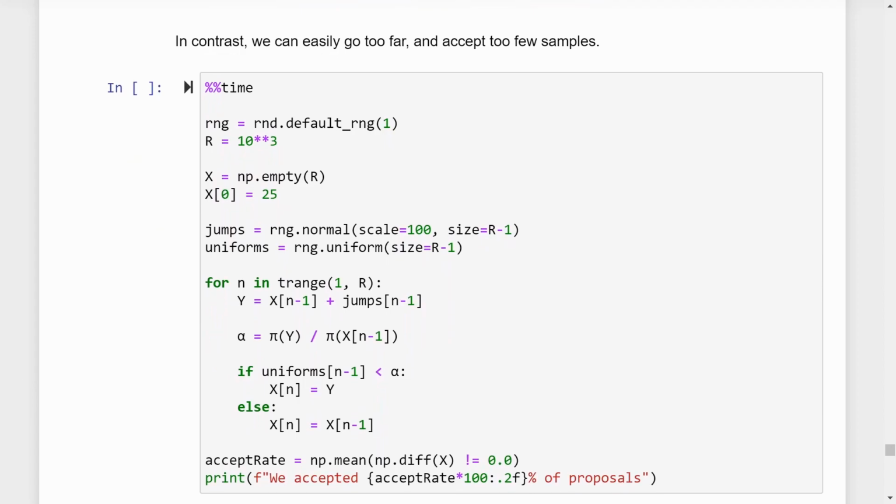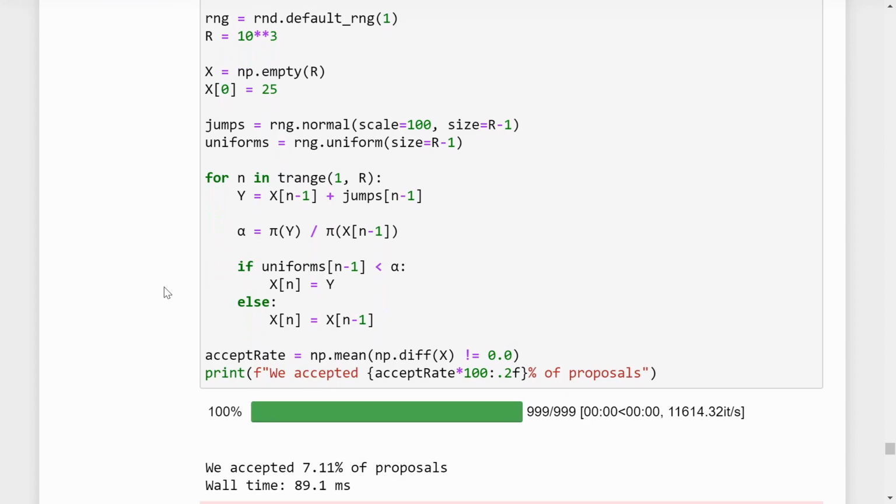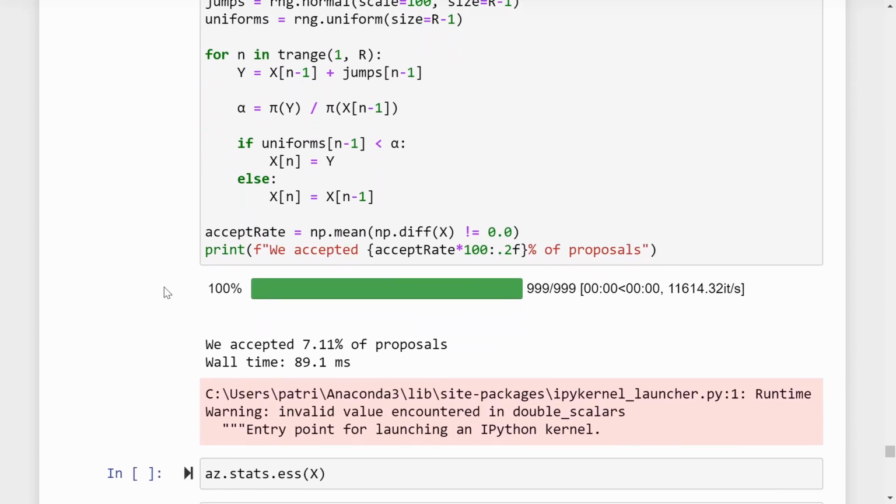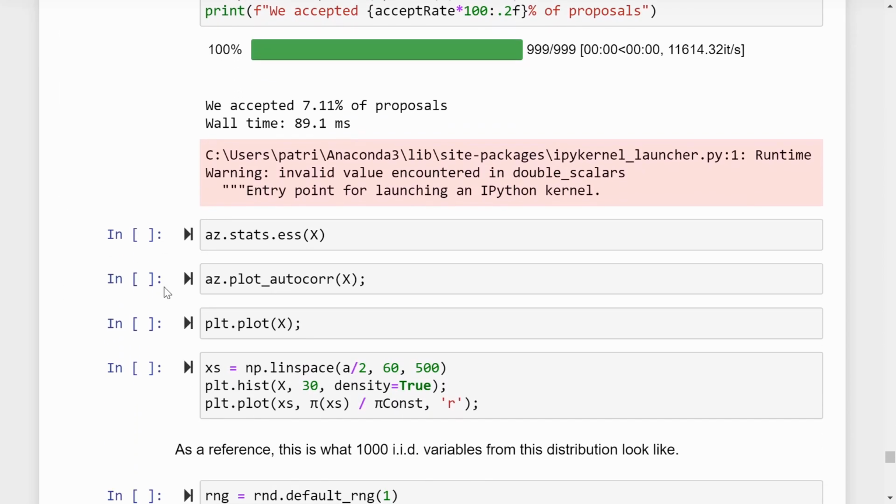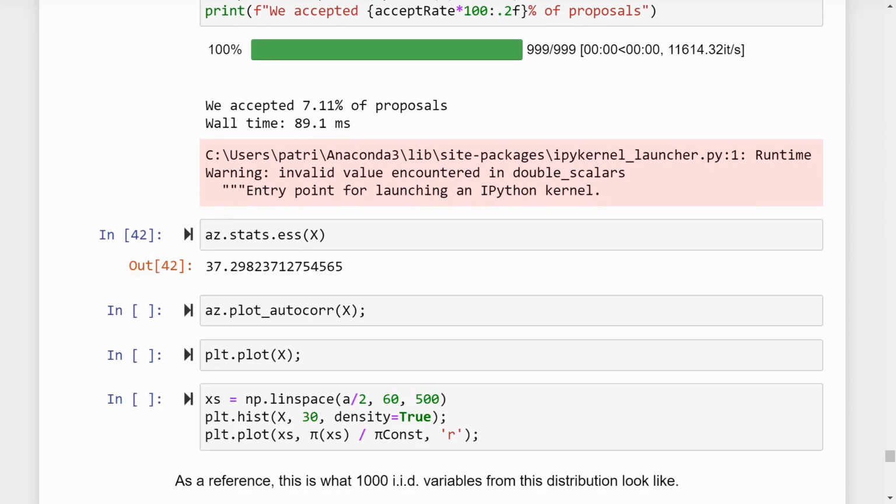When we increased the jump size, we could easily have gone too far. Let's choose 100 instead of 20 for the jump size standard deviation. Now we accept 7% of proposals. The effective sample size is less than half of what it was in the previous sampler, though it's still better than in our first sample.